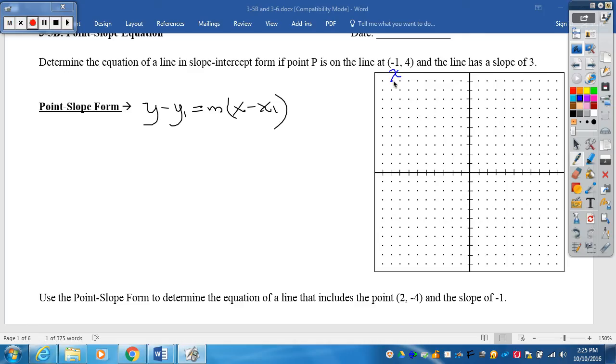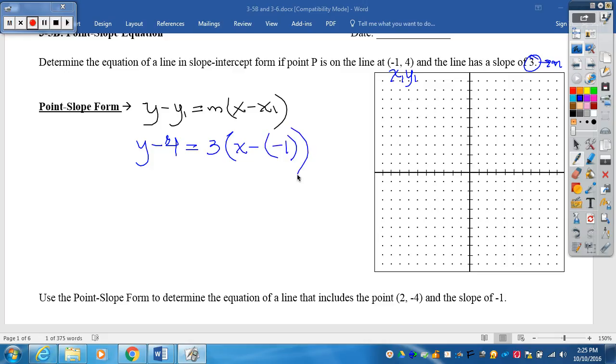The first value is the x value. X comes before y in the alphabet, so it is in the coordinate plane. And this is my slope right here. That'd be m, sloppy m there. Okay? So as I plug this in, we get y minus the y value is equal to the slope, parentheses, x minus the x value, which is negative 1.